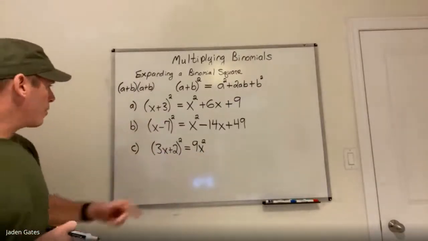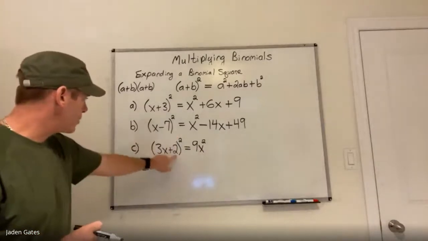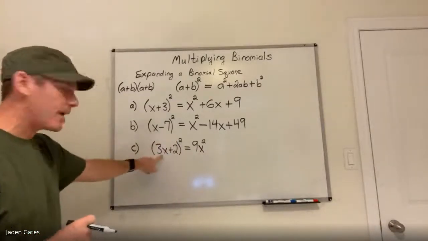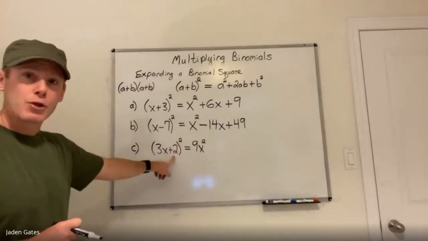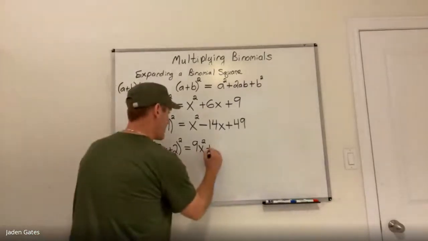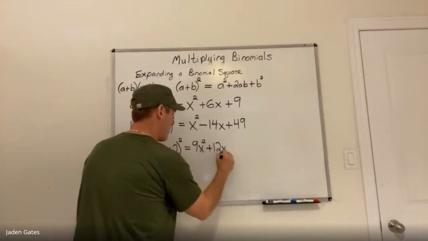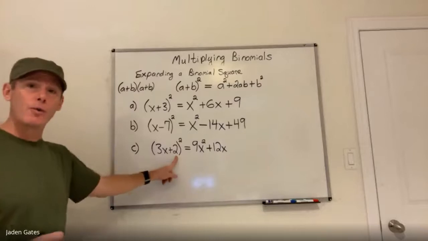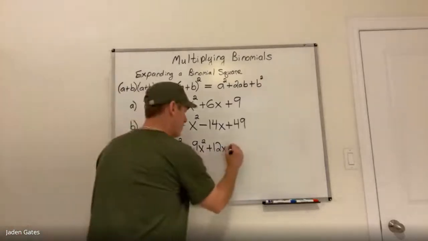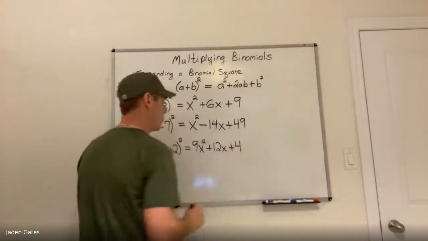All right, now the middle part, I'm going to go 2 times this term times this term. So 2 times 3x is 6x times 2, 12x. And then lastly, I square the last term, which is our positive 2. Well, positive 2 squared is a positive 4.